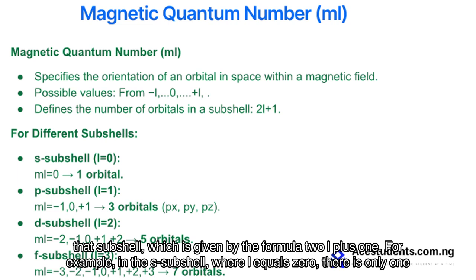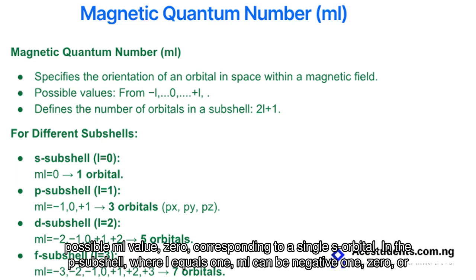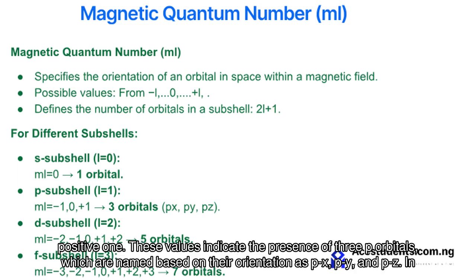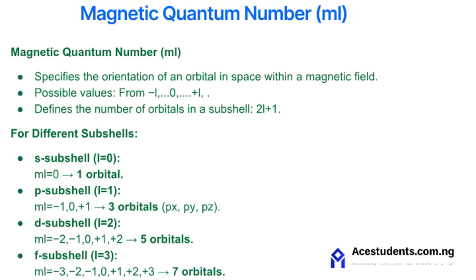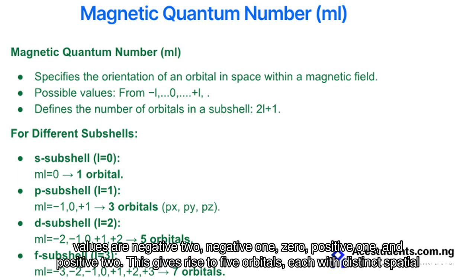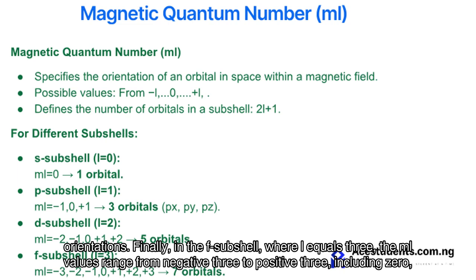For example, in the s subshell, where l equals 0, there is only one possible ml value, 0, corresponding to a single s orbital. In the p subshell, where l equals 1, ml can be negative 1, 0, or positive 1. These values indicate the presence of 3 p orbitals, which are named based on their orientation as px, py, and pz. In the d subshell, where l equals 2, the possible ml values are negative 2, negative 1, 0, positive 1, and positive 2. This gives rise to 5 orbitals, each with distinct spatial orientations.